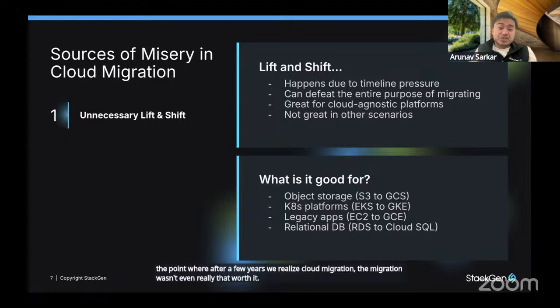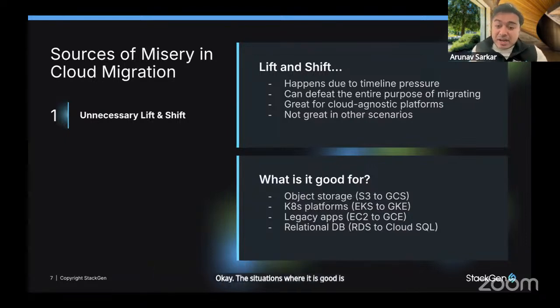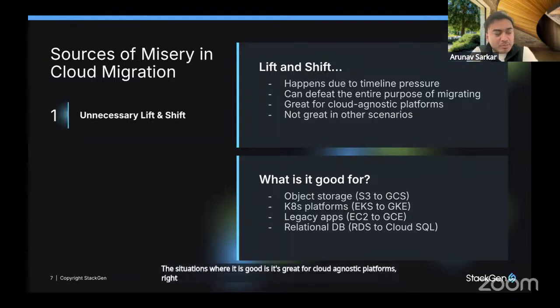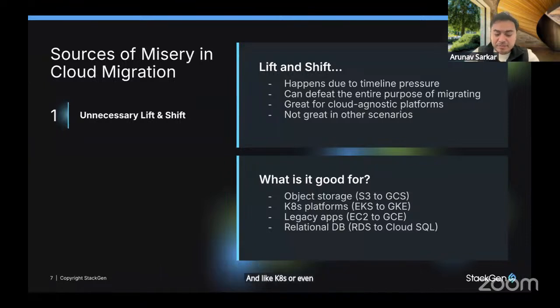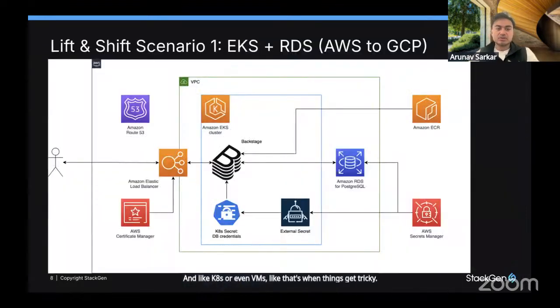Okay. The situations where it is good is it's great for cloud agnostic platforms, right? So for example, Kubernetes running open source databases or caches, like Redis, for example, those kind of platforms will be relatively easy to migrate. But it's not really so great in other scenarios, right? Like when we get out of the realm of object storage and relational DB and K8s or even VMs, that's when things get tricky. Okay. So what I'm going to get into is a few scenarios on how we do lift and shift. All right.